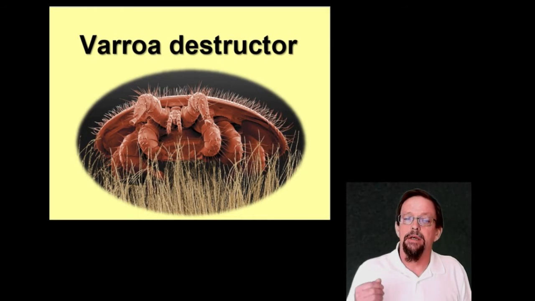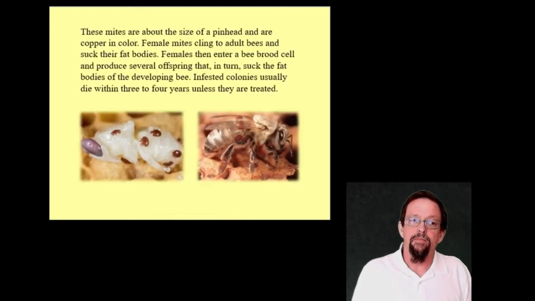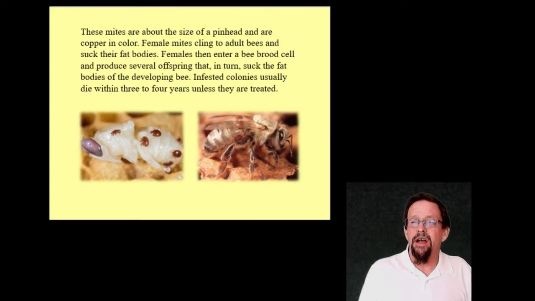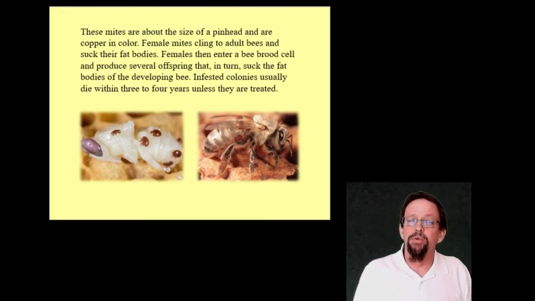But anyways, this is probably the number one pest you're going to deal with in your hive, and this is going to separate a beekeeper from a bee haver. So the mites, they're the size of a pinhead. They're copper color. The female mites cling to the adult bees and suck the fatty bodies from the bees. The females enter the brood cell and produce several offspring that in turn suck the fatty bodies of the developing bee. The infested colonies usually die within 3 or 4 years unless they are treated.